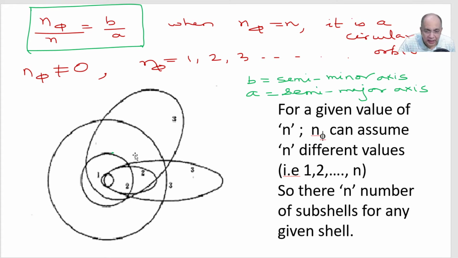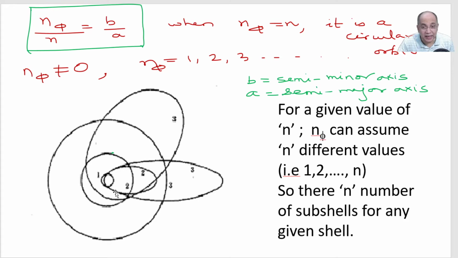So, the second cell has one circular and one elliptical. The third cell has two elliptical and one circular. So here in this diagram, you have three cells: first, second, third. The first cell has only one suborbit subcell, that is circular, where n phi is equal to 1. Since n is equal to 1, nr is equal to 0. So when n phi and n are 1 each, this ratio is 1. So B is equal to A. So it is a circle.